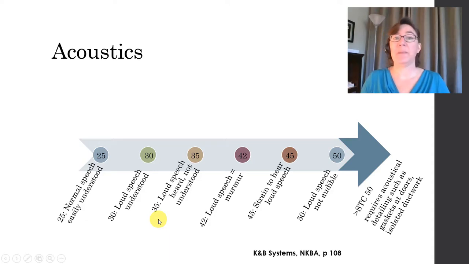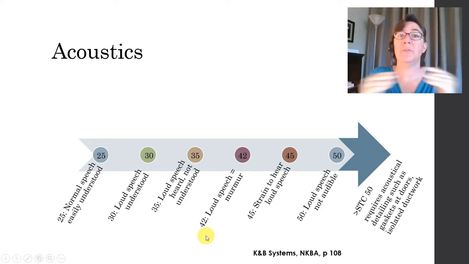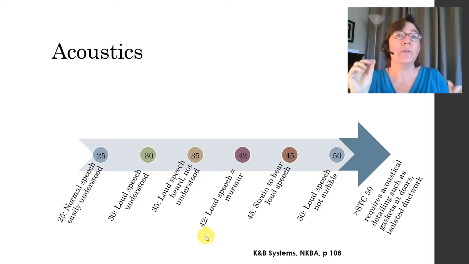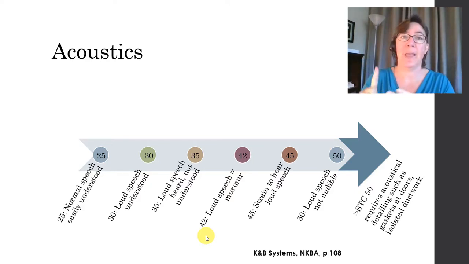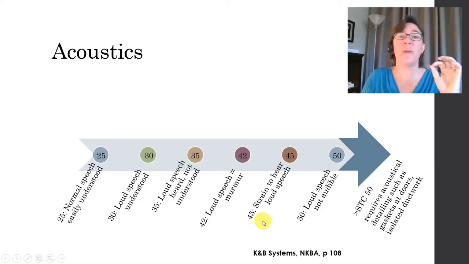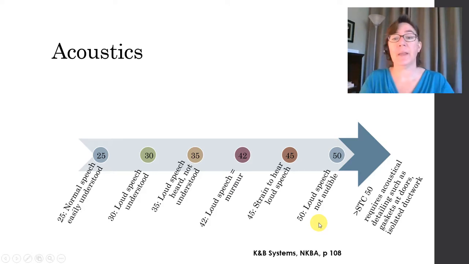At STC 35, loud speech is heard, but not understood. At a level of 42, loud speech is brought down to a level of a murmur. So you can hear maybe that somebody's talking, but you can't understand what they're saying, and it's not disruptive to you. At an STC rating of 45, you strain to even hear loud speech. An STC rating of 50, kind of a gold standard here, loud speech is not audible.